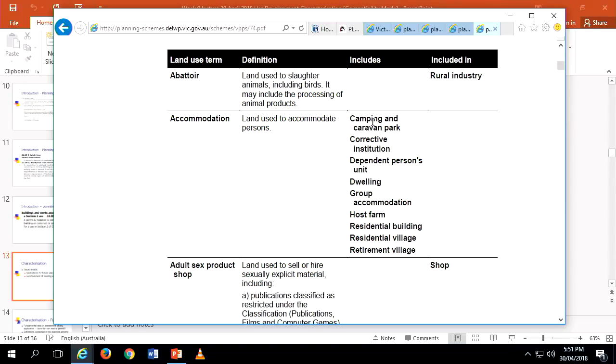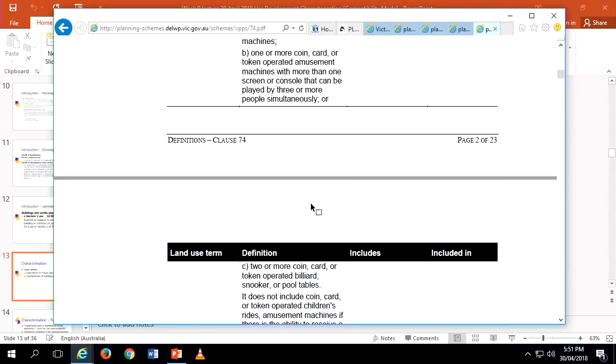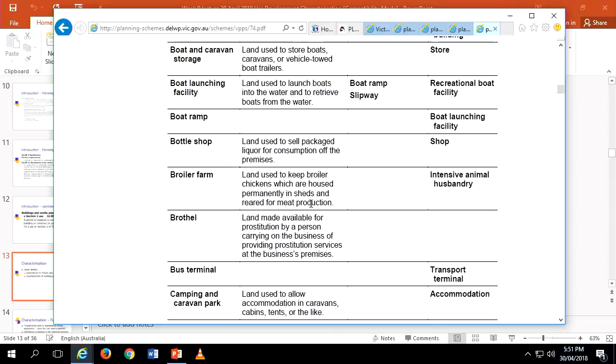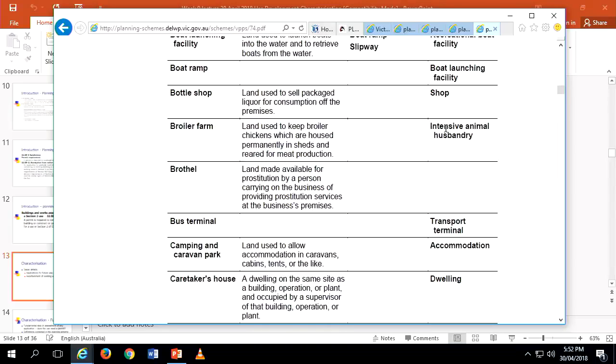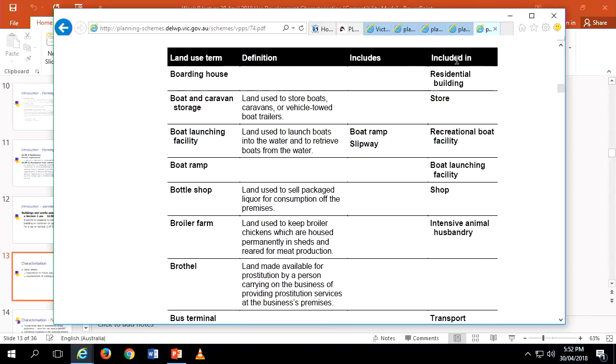And if you went, say, to camping and caravan park, you would find that it provides more detail about exactly what is included. Land used to allow accommodation in caravans, cabins, tents, or the like. But you see this column over here, it tells us what it is included in. So that's the top part of the hierarchy.